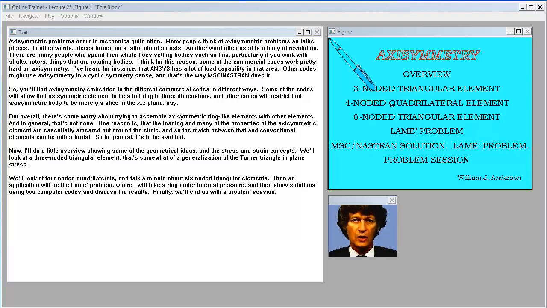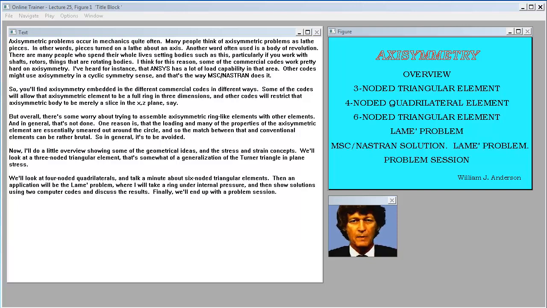Axisymmetric problems occur in mechanics quite often. Many people think of axisymmetric problems as lathe pieces, in other words, pieces turned on a lathe about an axis. Another word often used is a body of revolution.